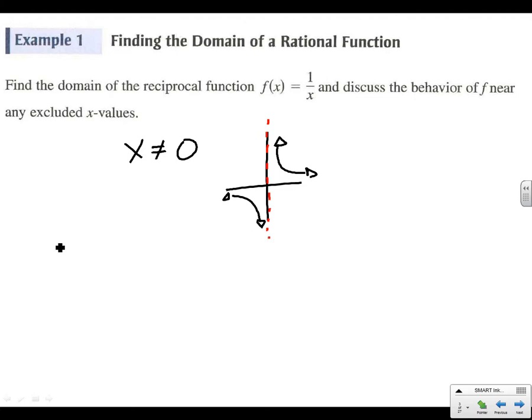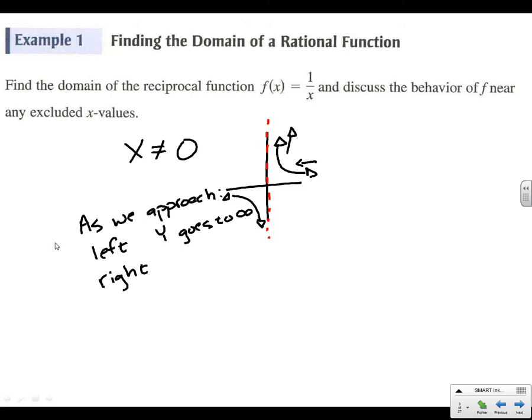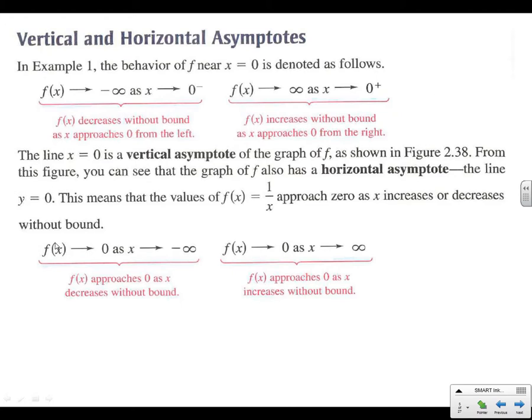Right? Well, as we're going to the left, as we're approaching this from the left side, we're going up to positive infinity. So as we approach from the left, y goes to infinity. And as we come from the right, we're going to keep going down to infinity. So y goes to negative infinity.